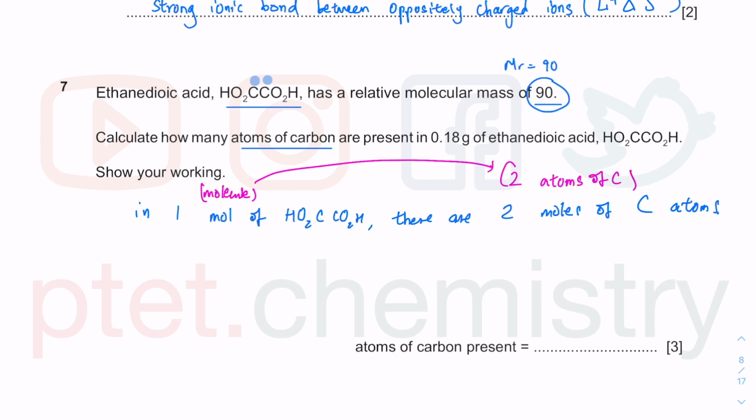Anyway, what do I know? I'm given the mass of it. So first of all, I think I need the mole. The mole of the ethanedioic acid is 0.18 gram divided by 90. So mass divided by Mr shouldn't be too difficult, I hope. So my calculator showed me 2 times 10 to the minus 3.